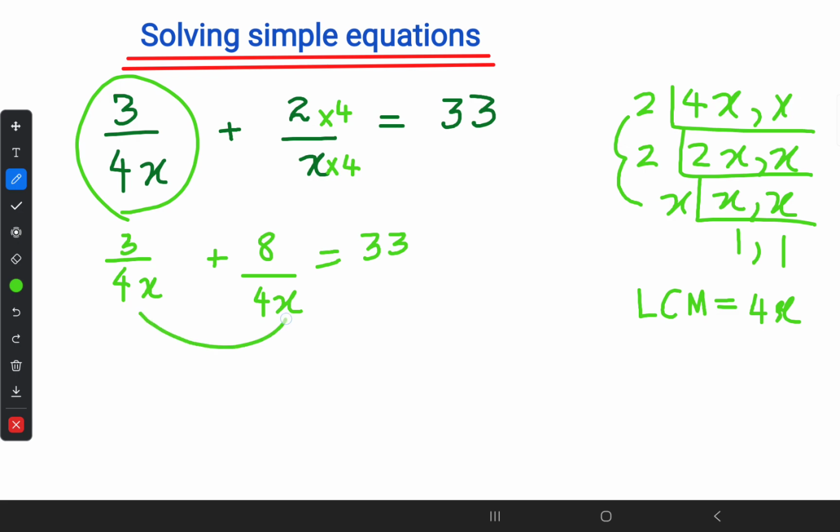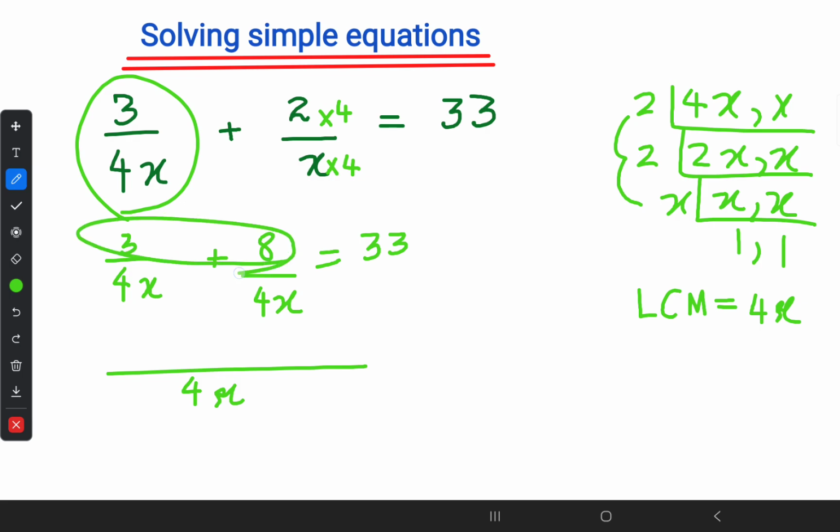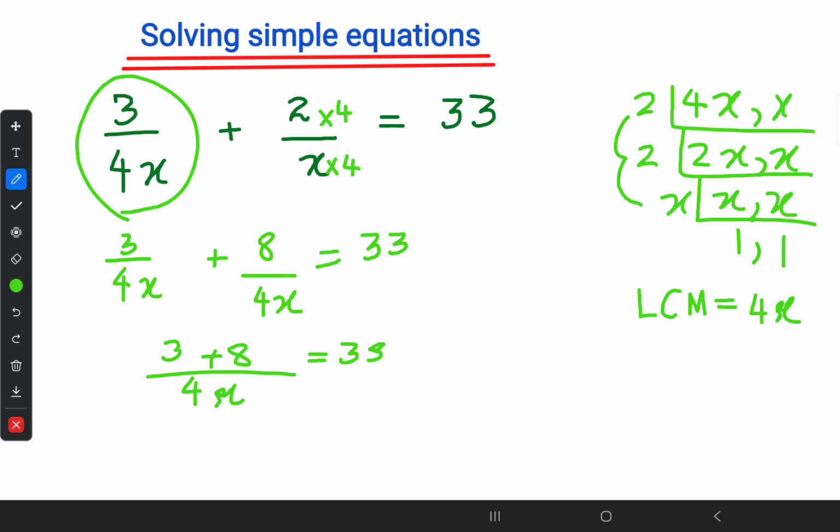Now look at the denominators. Both became 4x. You can write 4x as a common denominator. Do the operation between the numerators. So 3 added with 8 is 11. So 3 plus 8, it is 11 upon 4x equals 33.